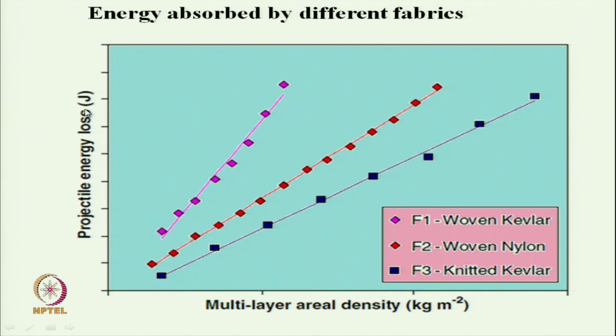So, projectile energy loss: we keep on increasing the layers. As we increase the layers, the projectile energy loss increases for different fabrics: woven Kevlar, woven nylon and knitted Kevlar. Knitted gives less projectile energy loss. Woven Kevlar gives the highest energy absorbed by the fabric due to its high modulus and high strength value.